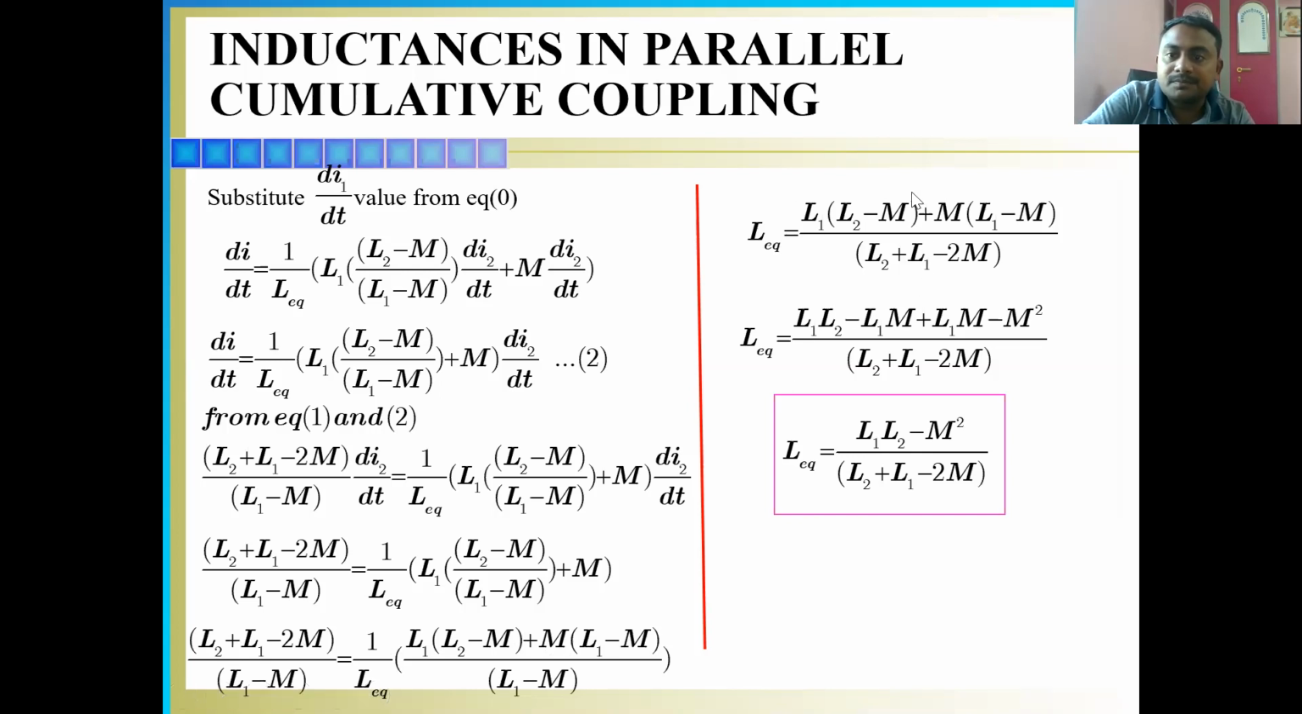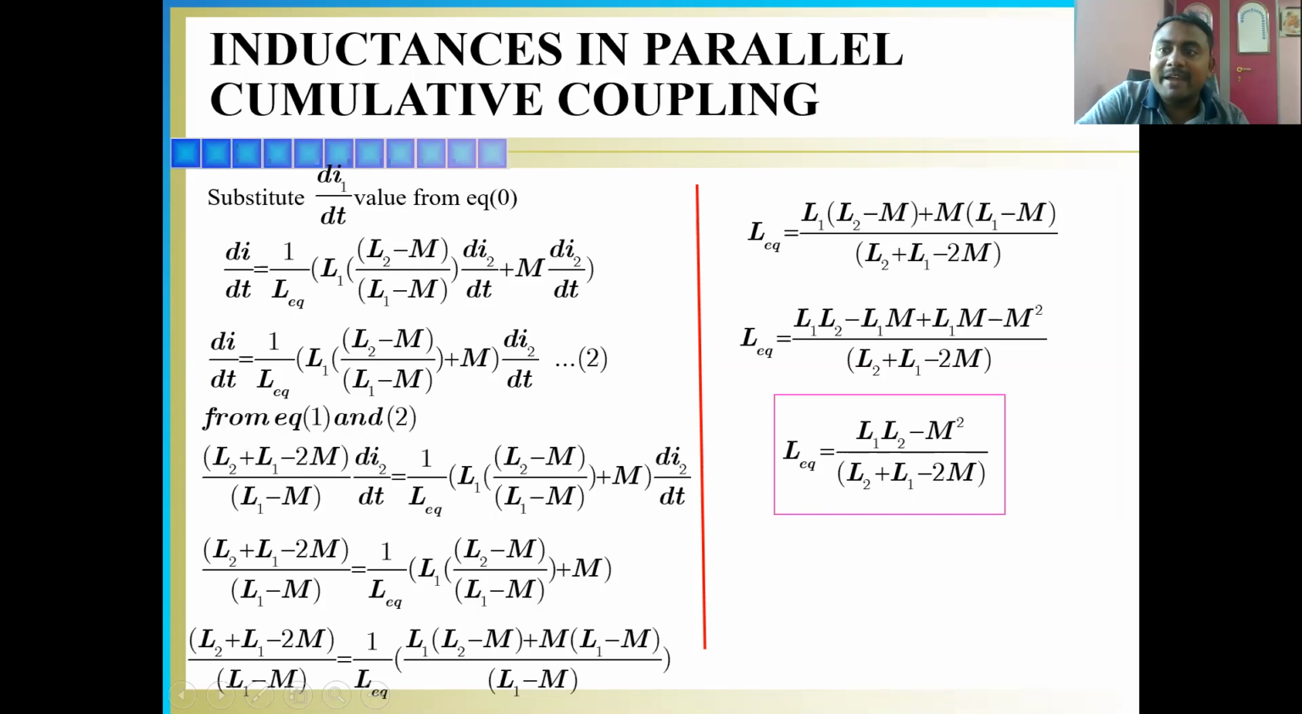Okay, so if I multiply L1 L2 and minus L1 M plus L1 M, and minus minus M into M, minus M square. Okay, so the plus L1 M minus L1 M gets cancelled, so that the numerator will come as L1 L2 minus M square by L1 plus L2 minus 2M. This is the equivalent inductance if the two coils are connected parallel additive. Okay, so this is for parallel additive only.